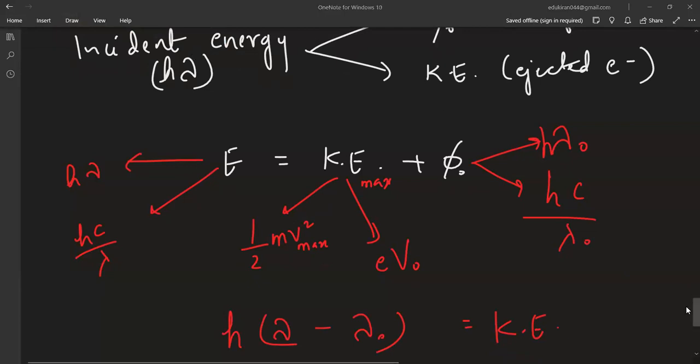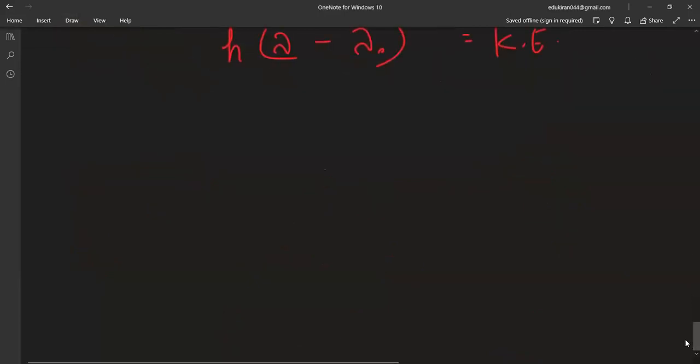Okay, the last thing, the discussion of the graph. Then straight away in the next class, we'll be doing all the numericals.